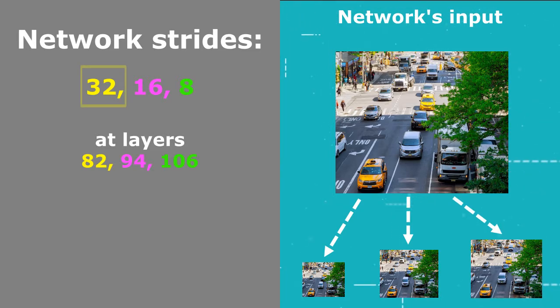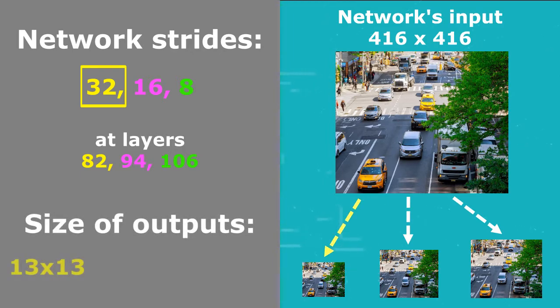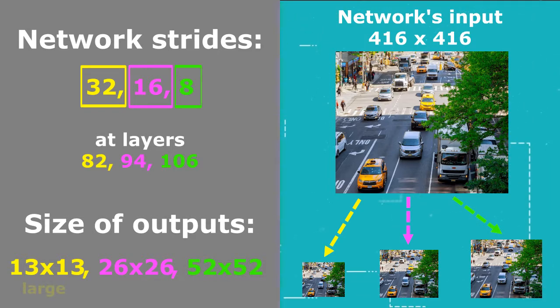For instance, if we consider stride 32 and input network size 416 by 416, then it will give us the output of size 13 by 13. Consequently, for the stride 16, the output will be 26 by 26, and for the stride 8, the output will be 52 by 52. 13 by 13 is responsible for detecting large objects. 26 by 26 is responsible for detecting medium objects. And 52 by 52 is responsible for detecting small objects.